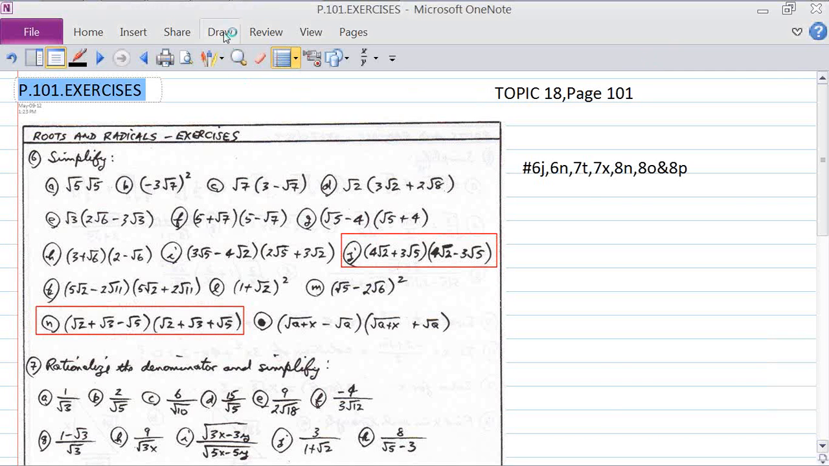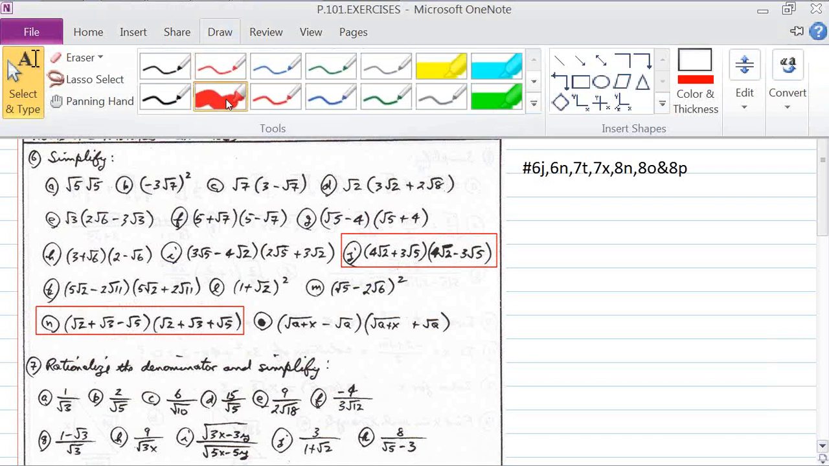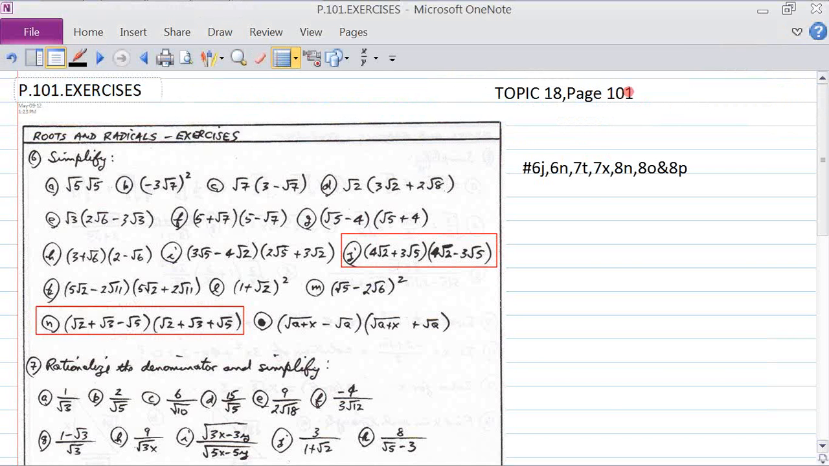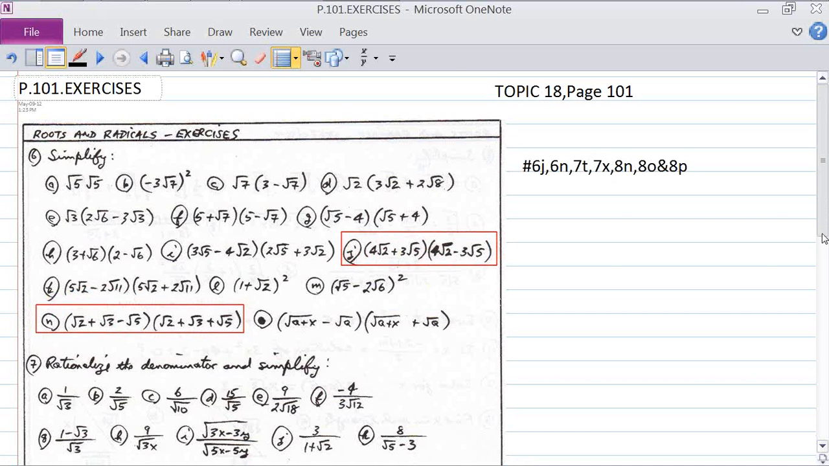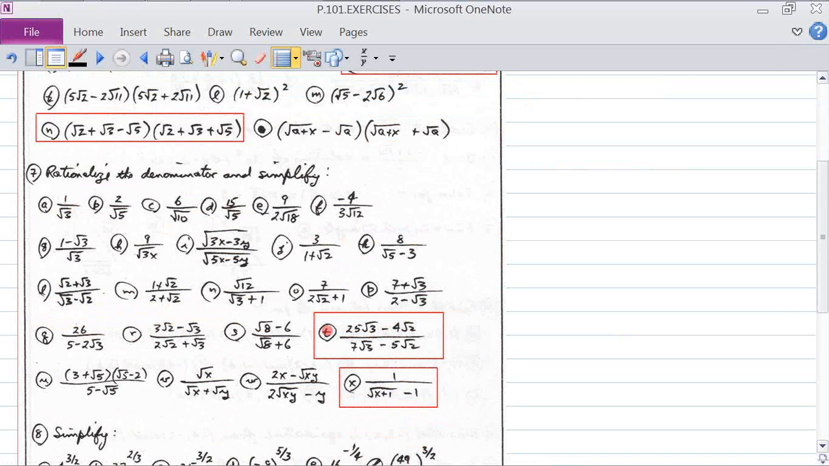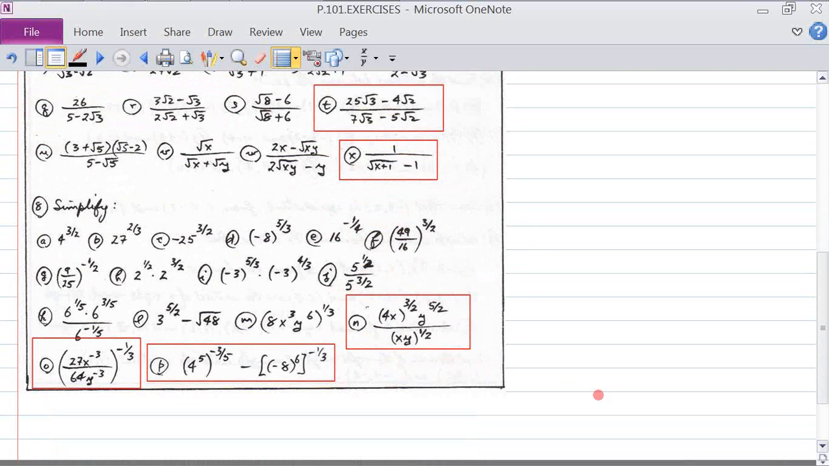So we're on page 101, and the problems that we're going to do in 6, we're going to do J and N. Okay, in 7, we're going to do T and X, and in 8, we're going to do part N, part O, and part P.